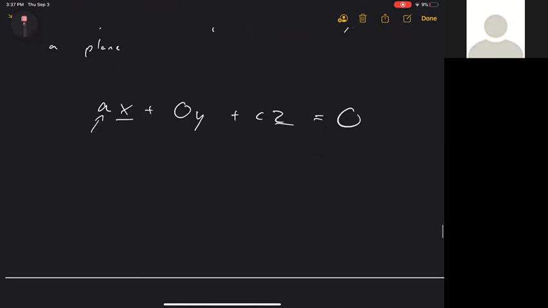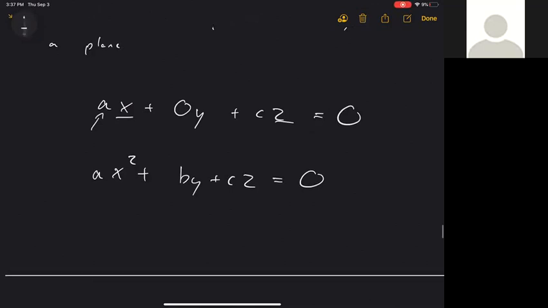Now, where it stops being the equation of a plane is if we do anything fancier to x, y, and z. So if I had ax squared plus by plus cz, this is no longer the equation of a plane because I haven't multiplied x by just a constant. I've done other stuff to it. I've squared it. So this is not the equation of a plane. Just a quick note there.